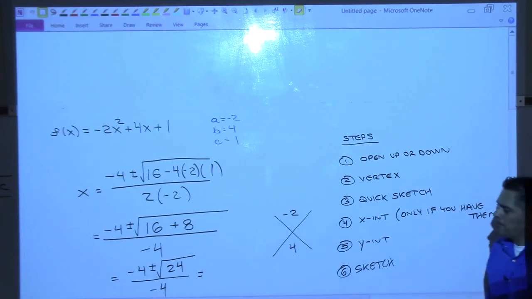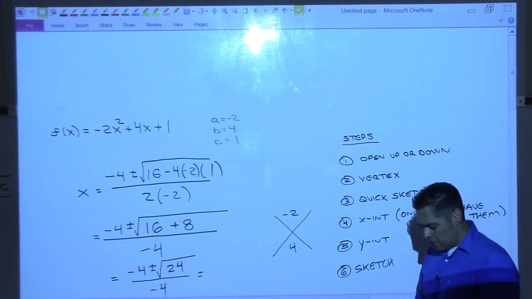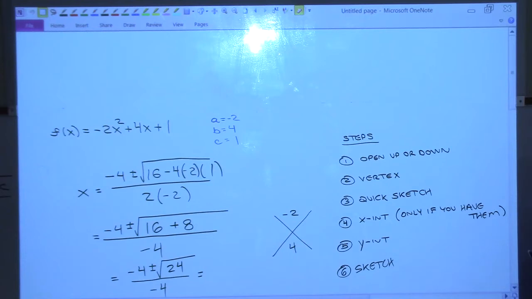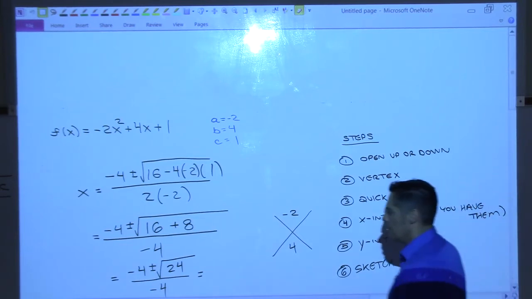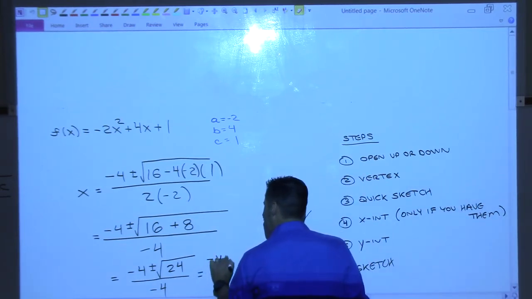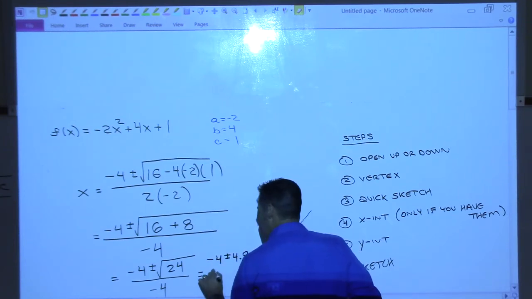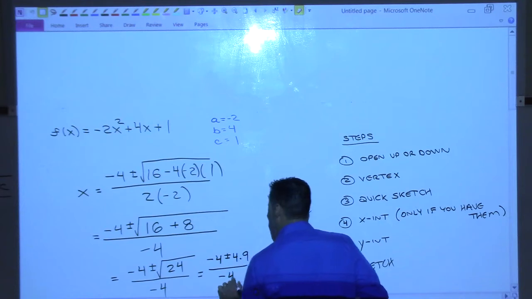All right. So now, square root 24 on my calculator. And what we want to make sure we do here is get the decimal answer. I'm getting 4.8989, something like that. I'm going to go with like 4.9. Good enough? So this is negative 4 plus or minus 4.9, and then all over negative 4.